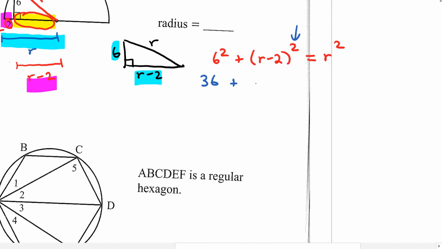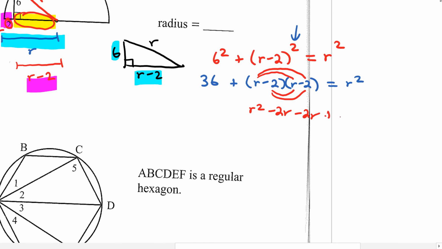Now this 2 means you need to double up the brackets by writing it out twice, and then you need to apply FOIL here. So r times r is r squared. r times negative 2 is negative 2r. And then the insides would be negative 2r. And negative 2 times negative 2 is plus 4. And that's going to be 36 plus that equals r squared.